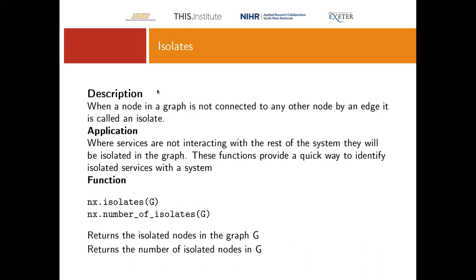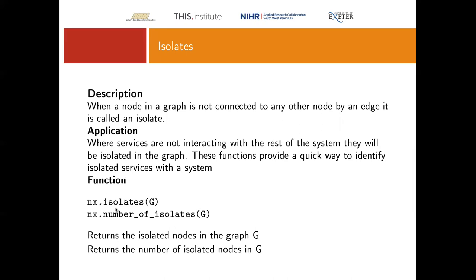Okay. Identifying isolates. So this is a node that is not connected to any other nodes within the network. And these are interesting for two reasons. It's either to see that they are not interacting with the rest of the system, and whether they should be removed from your analysis as they're not playing any role in facilitating anything within the system, or whether actually they need to be investigated to see why they're not interacting with any other nodes within the system.